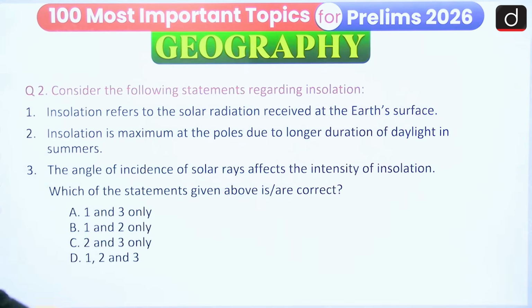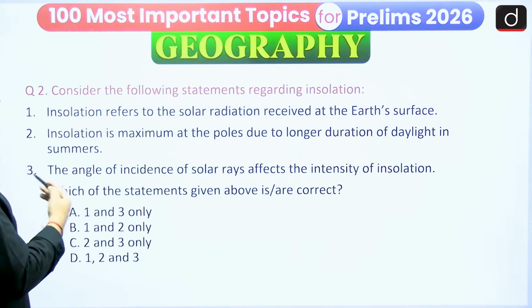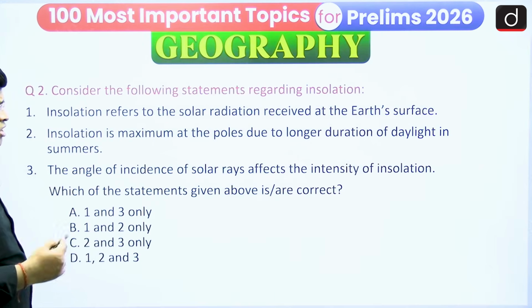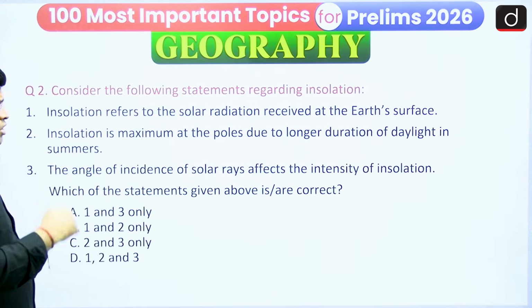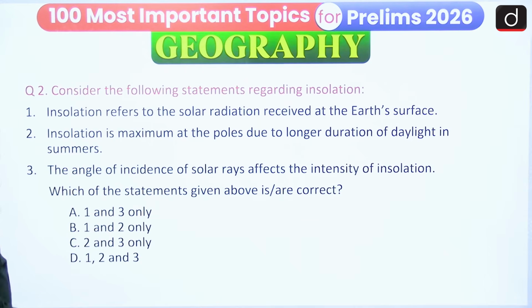Is it okay? Consider the following statements regarding insolation. Insolation refers to the solar radiation received at the Earth's surface. It is talking about how much solar radiation is received at the Earth's surface. And insolation is maximum at the poles due to the longer duration of daylight in summer. You have to answer this question.